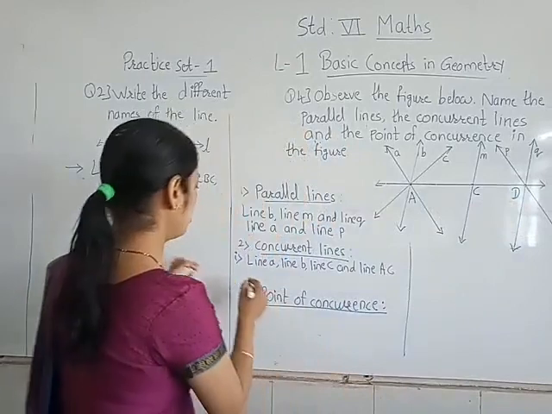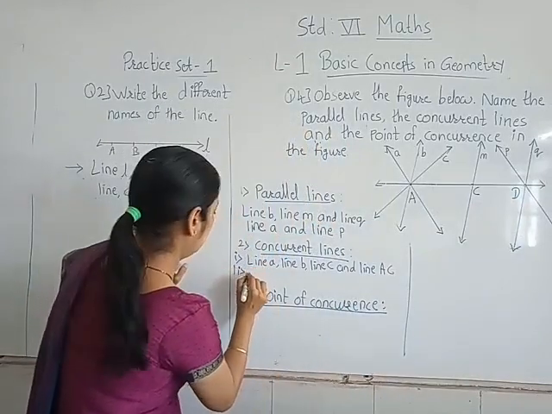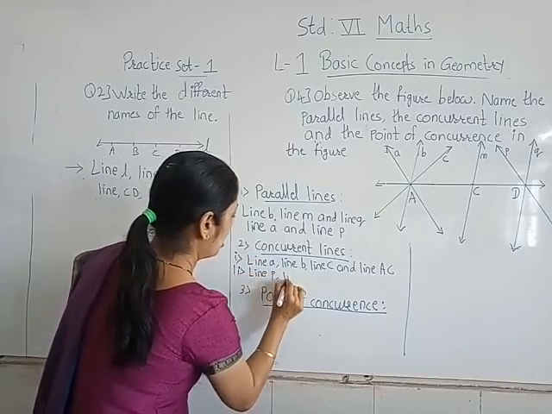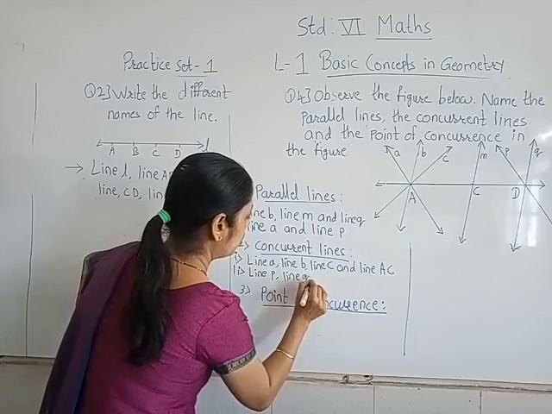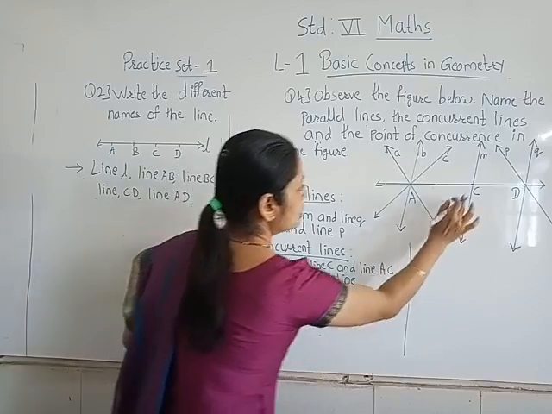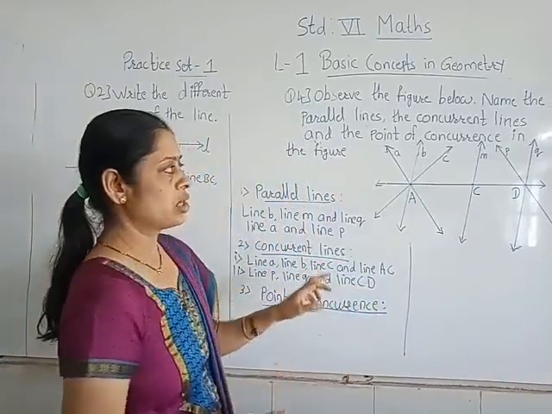Write down concurrent line, second set. Line P, line Q and line CD. These lines are concurrent lines.